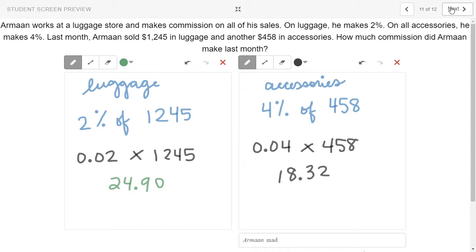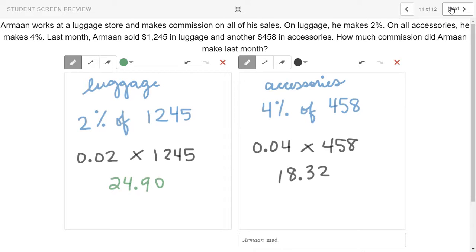Armand works at a luggage store and makes commission on all of his sales. On luggage, he makes 2%. On all accessories, he makes 4%. Last month, Armand sold $1,245 in luggage and another $458 in accessories. How much commission did Armand make last month? Now, because luggage is 2% and accessories 4%, since they're different percentages, you can't combine the luggage amount and accessories.